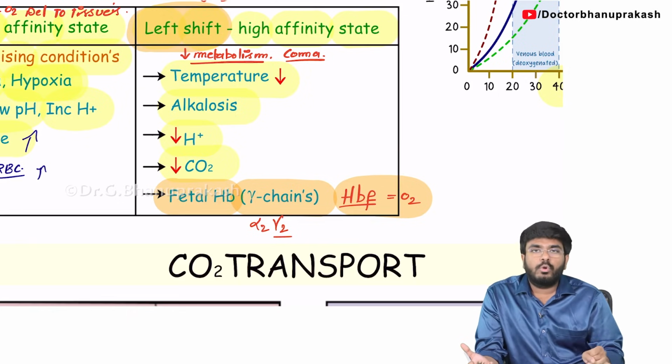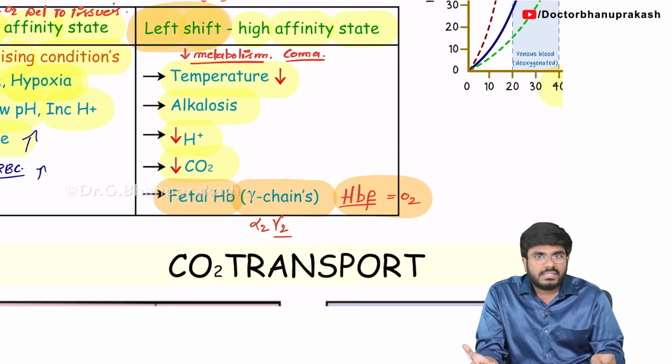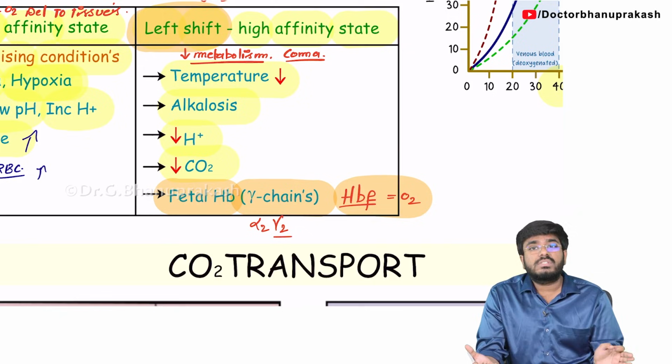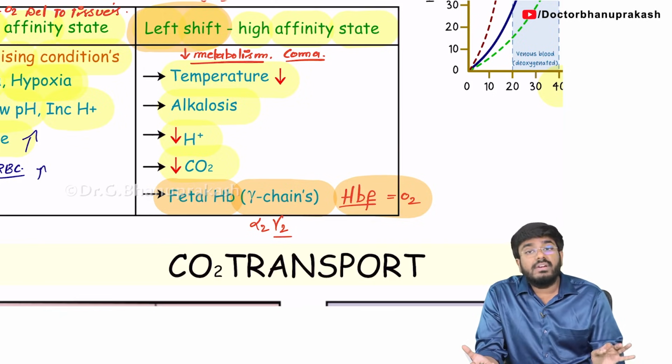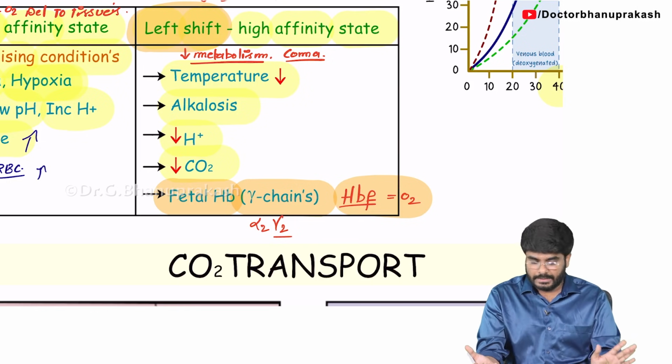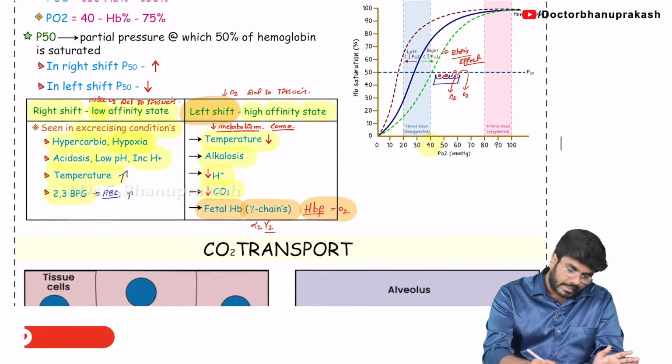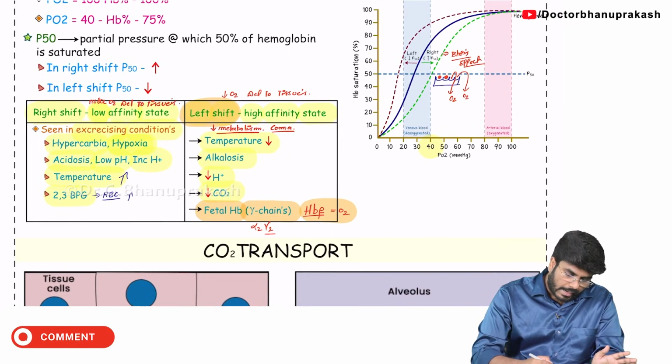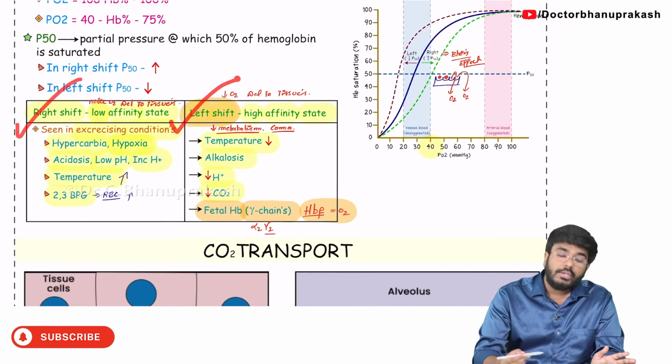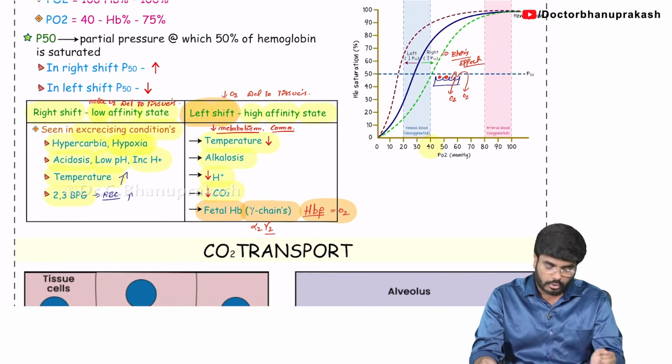So fetal hemoglobin, low metabolism, coma states, low body temperature, alkalosis, low acid production, all of them favor left shift. Okay, done. With this, we have completed the conditions where you are going to have the right shift and the conditions where you can expect the left shift. This topic is completed.